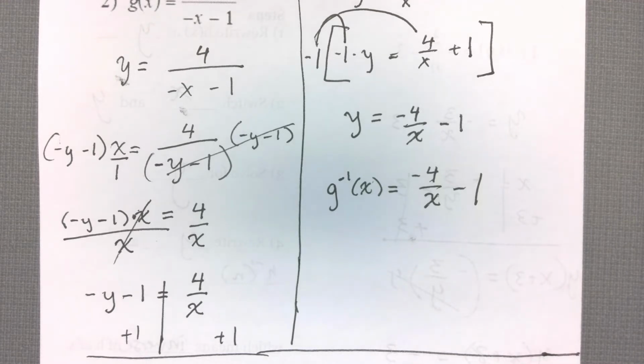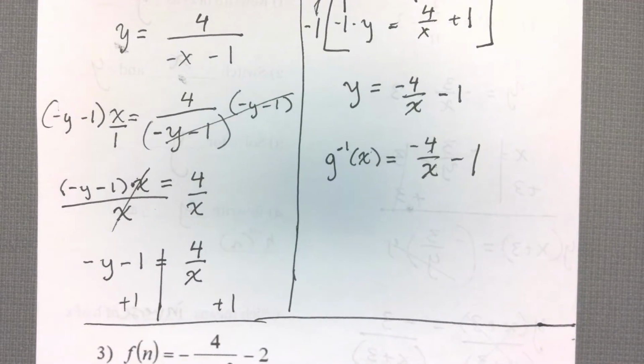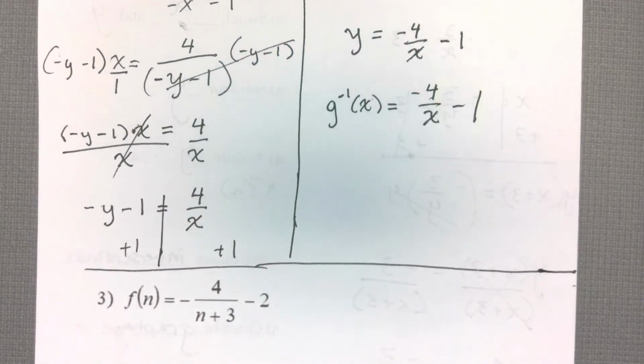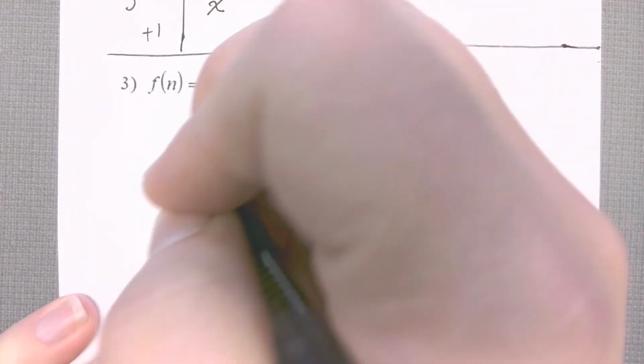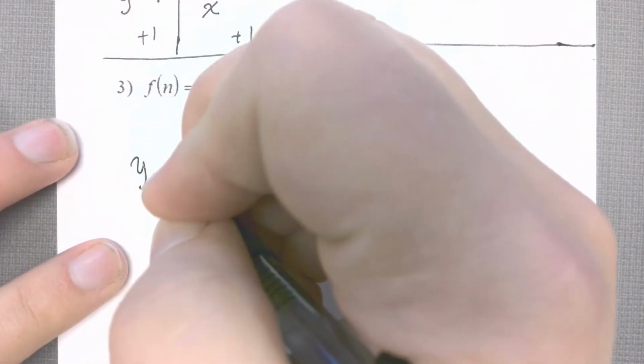Alrighty. Are we ready to do number 3? Let's rock and roll. Step 1. Switch it to a y. And I'm going to switch it to an x too, because I like x's better. It's just easier for me.